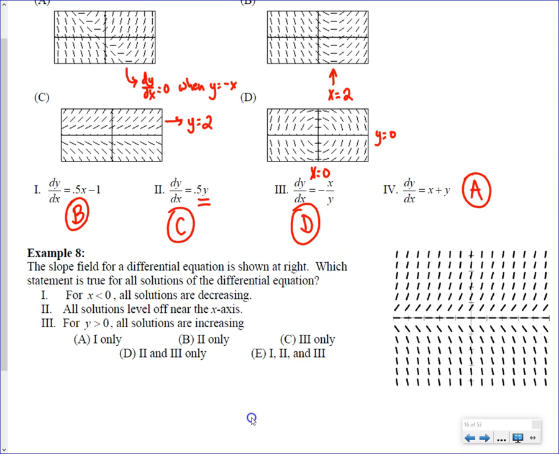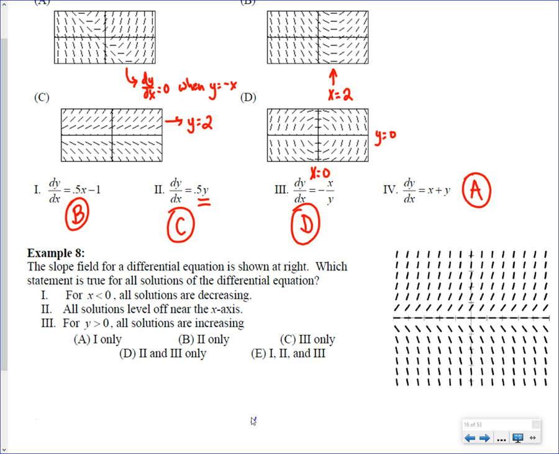Yeah. Example number 8. Ooh. Solutions. When they say solutions, what are they talking about? dy's or y's? Y's, good. General solutions. We had to deal with that in that homework question. So solutions, they mean y's, aka follow the flow.